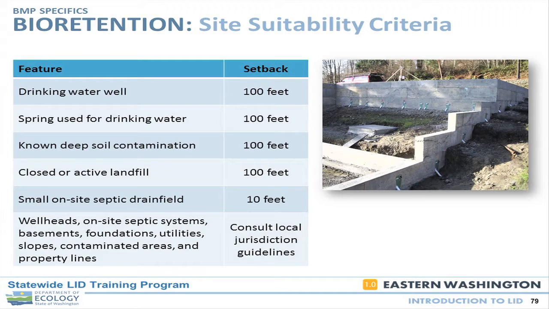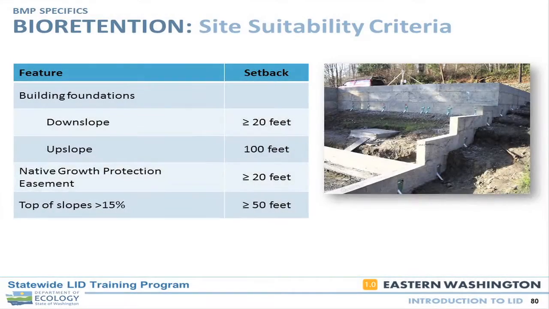And then there's a lot more local guidance on wellheads, on-site septic systems, basements, foundations, buildings. That's a big consideration. Obviously, you don't want to have secondary consequences of that water getting someplace you don't want it to go. So it's a very important aspect to understand what that infrastructure is that water can get into that you want to prevent. I think if you're downslope of the building foundation, you need to be 20 feet away. If you're upslope of the building foundation, you need to be 100 feet away.